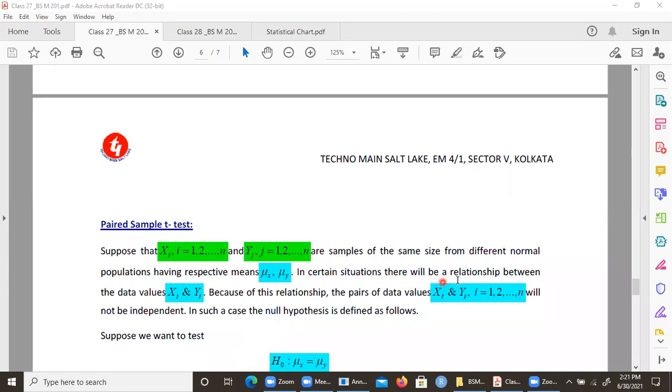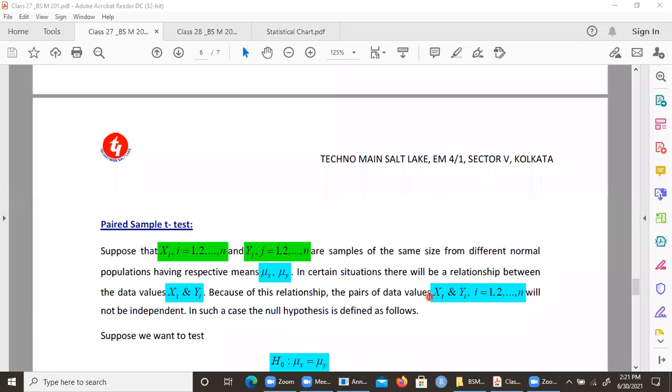In certain situations, there will be a relationship between the data values capital Xi and capital Yi. And because of this relation, the pair of data values Xi and Yi will not be independent. In such a case, the null hypothesis is defined as follows. Now, what is actually being said over here?